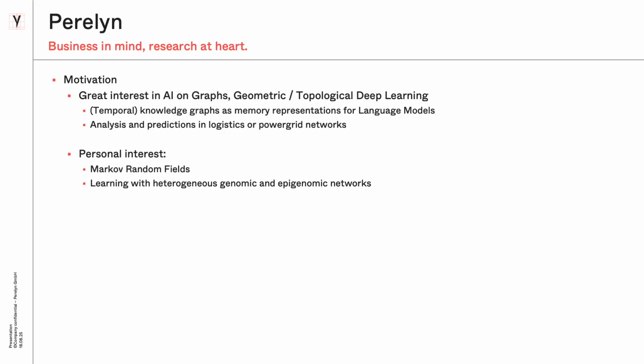Just a little bit of background why I'm so excited about this workshop and also the topic to present: we as a company have a great interest in AI on graphs, learning on graphs, deep learning, and now the more emerging field of topological deep learning combinations. Given that we work a lot on knowledge graphs and their integration with language models, and temporal knowledge graphs as memory representations, and also in various projects with respect to analyzing graphs in logistics and power grid networks for analysis and prediction. And me personally, from my academic background, I spent quite some time working on random fields and also in genomics and epigenomics, analyzing gene networks in particular.